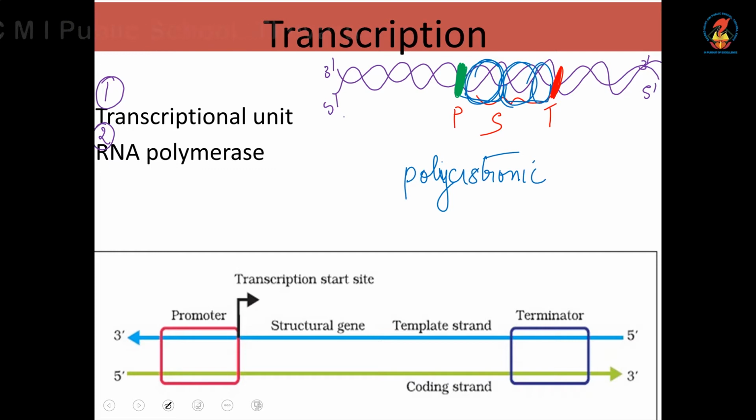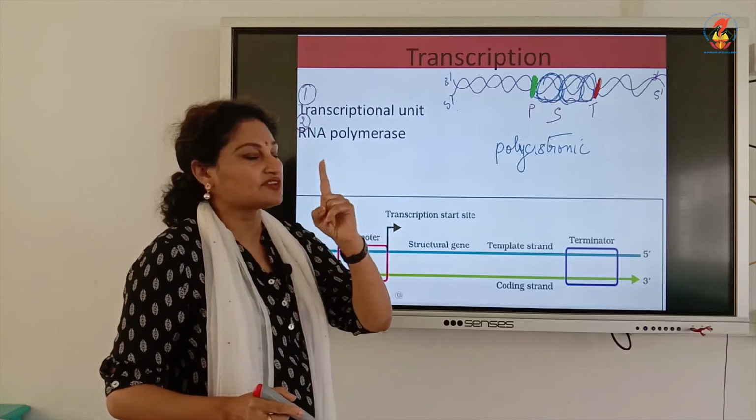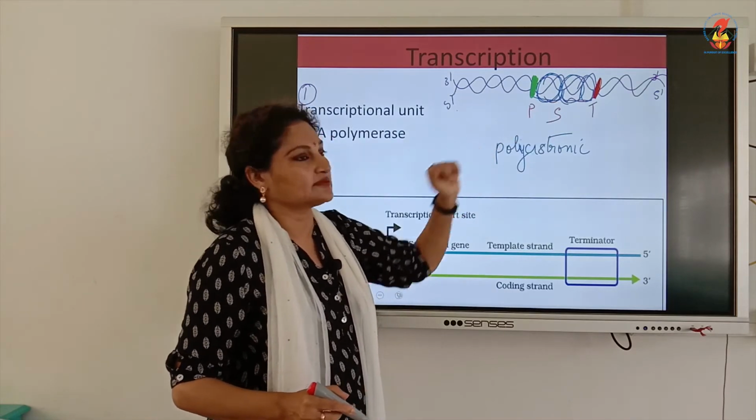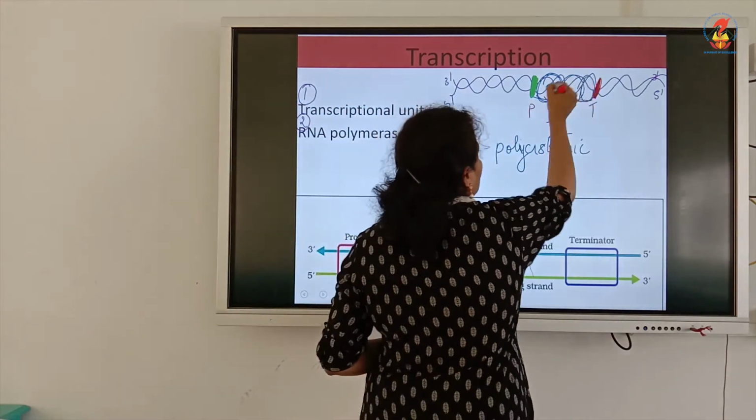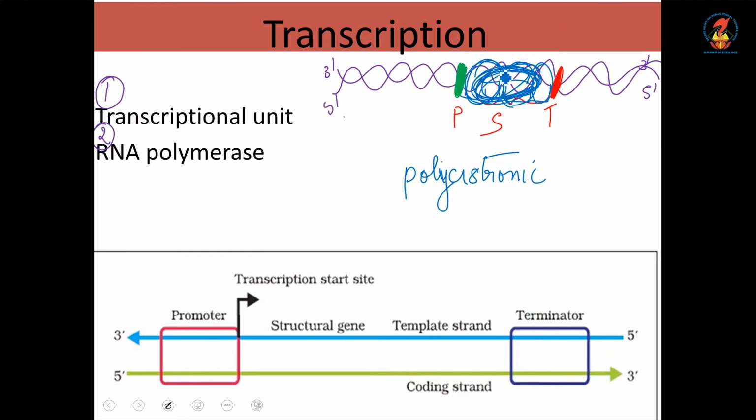In eukaryotes, on the other hand, the structural gene is only single. There is only one structural gene between the promoter and the terminator. Okay, if I scribble over this, there is only one structural gene. So, in eukaryotes, it is monocistronic. So, I brought a third difference here.